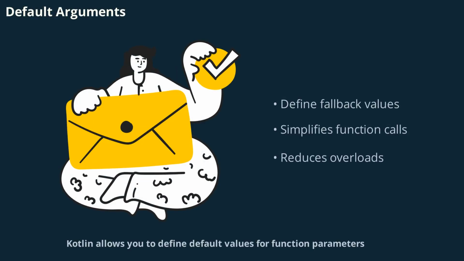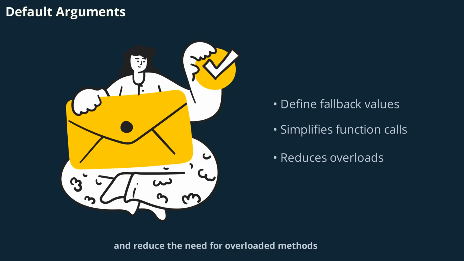Kotlin allows you to define default values for function parameters. This means that if the caller skips an argument, the default value is used. Default arguments make your functions more flexible and reduce the need for overloaded methods. You can provide sensible defaults for most parameters, making function calls simpler and less error-prone.